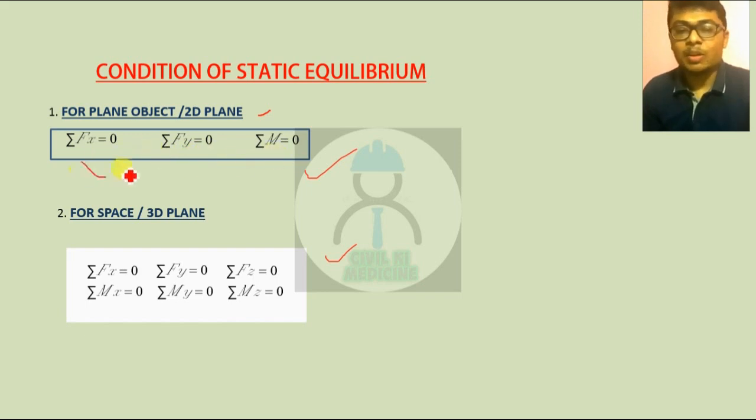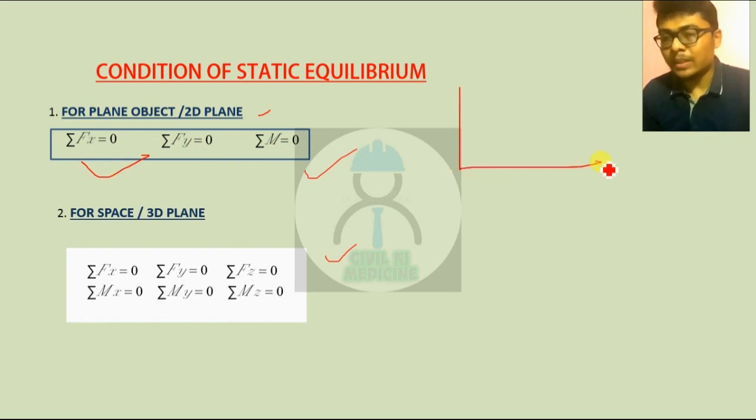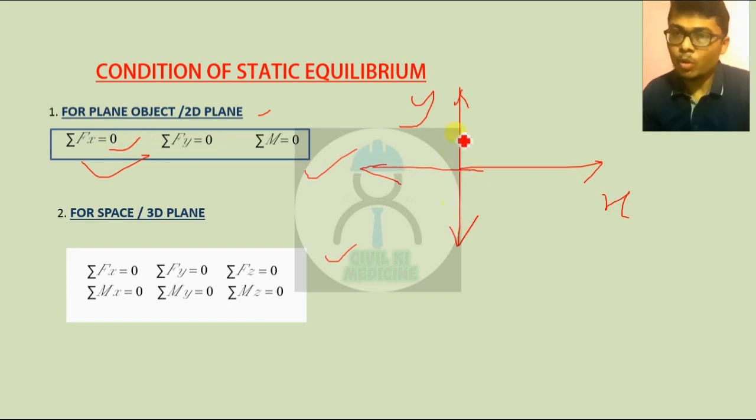Okay, the first equation is summation of Fx equal to 0. That means suppose there are two coordinates, this is y and this is x. Therefore, the summation of force along the x-axis will be 0. Same as the summation of the force along the y-axis will be 0, and the moment will be 0. Then the body is called in equilibrium condition.